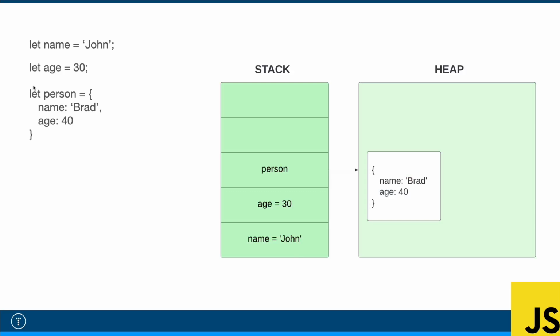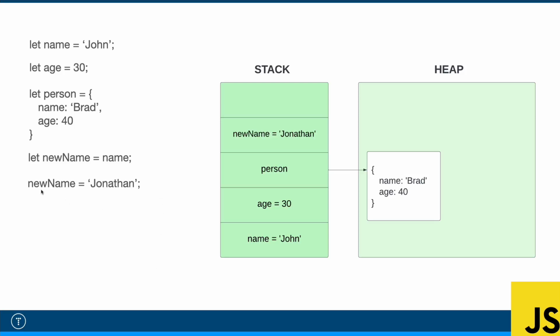Now, if we were to create a variable called person and set that to an object, which is a reference type, you can see the variable is stored on the stack, but it accesses the data by reference, and that data is stored in the heap. Now, just to show you more about how this works, if we create another variable called new name and we set it to name, up here, which is John, then on the stack we have a new variable called new name, and we have a new piece of data called John. Name is still equal to John, and now new name is equal to John.